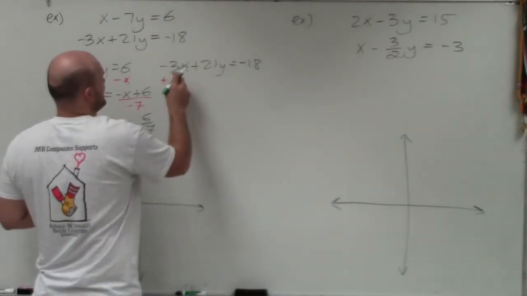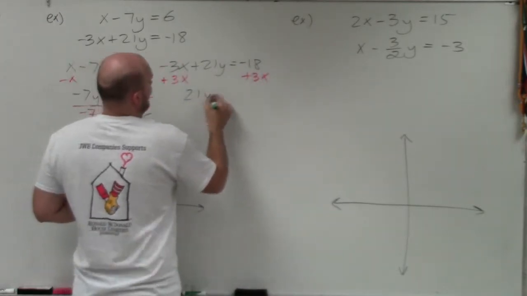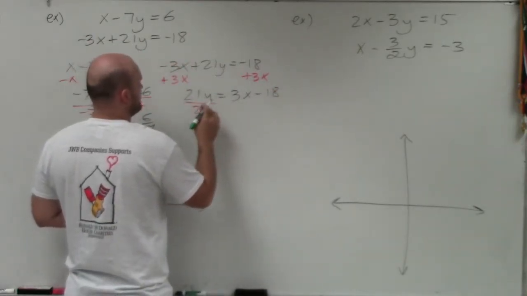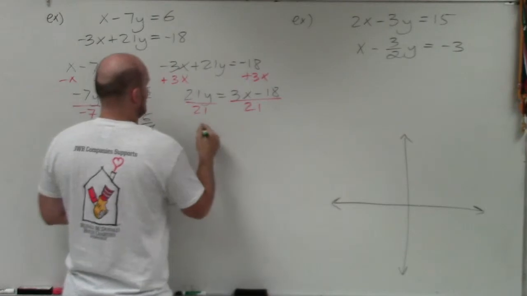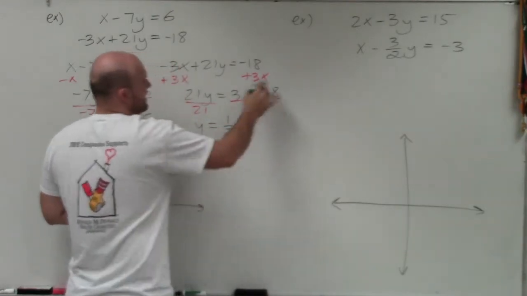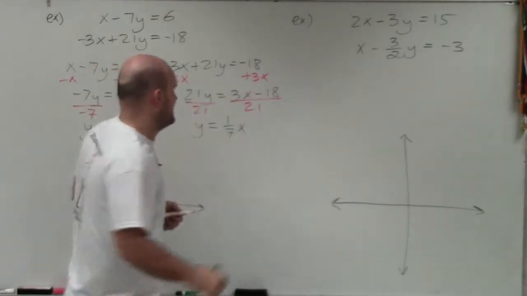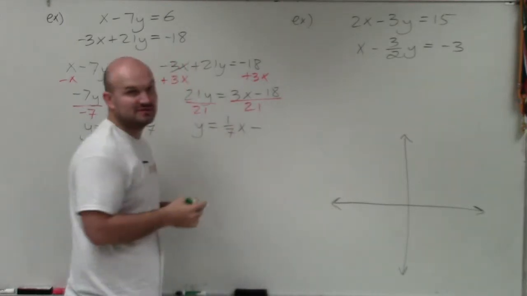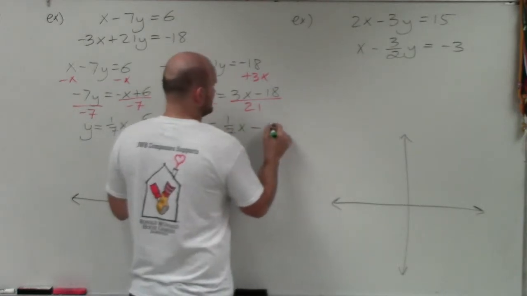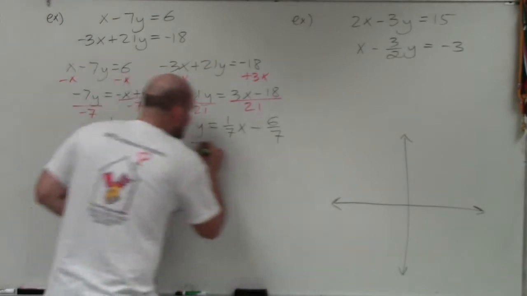So let's solve this one. First thing we're going to do is add 3x to both sides. 21y equals 3x minus 18. Now we'll divide by 21. When doing that, I have 3 divided by 21, which reduces down to 1/7 x. And negative 18 divided by 21: 3 divides into both of those. 3 divides into 18 negative 6 times, and 3 divides into 21 seven times. So that becomes 1/7 x minus 6/7. Now you can see that these are exactly the same equation.